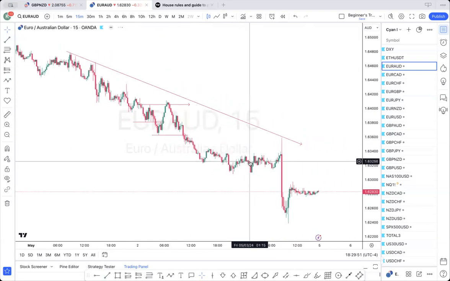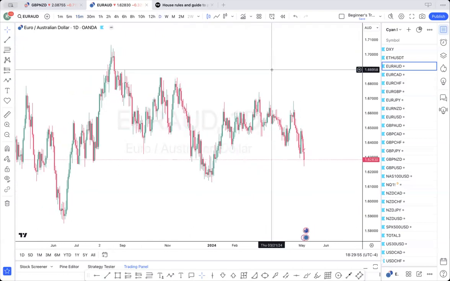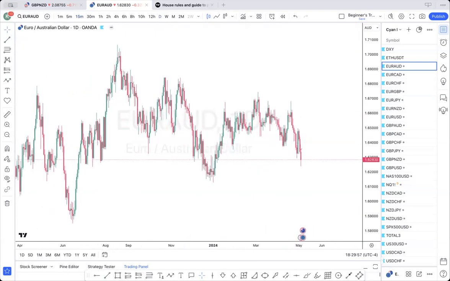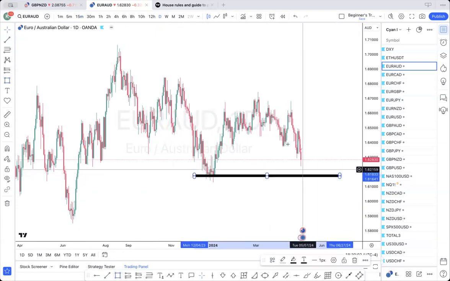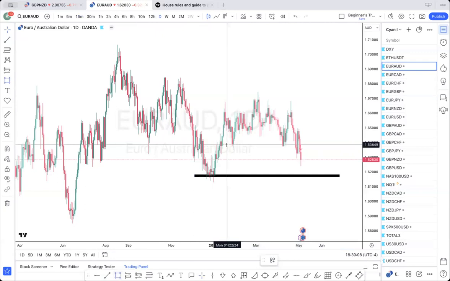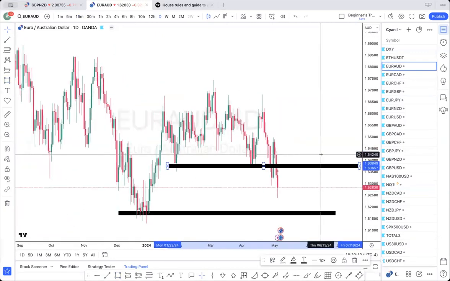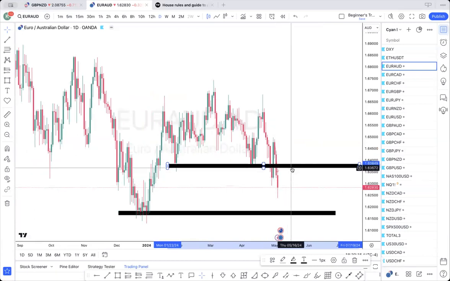So where price is now, let me just go back to my daily. Okay, so we know this is one of our key levels. And then close to price, this is one of the key levels. So I would expect price to be pulling at least back up to here to then continue selling to the downside.